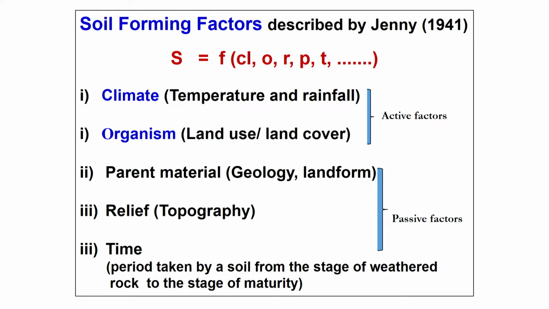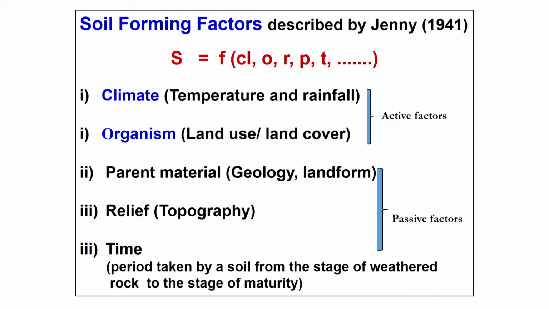These 5 factors, we can divide climate and organism as active factors. In climate, temperature and rainfall, and in organism, various kinds of land use, land cover, they provide energy to the systems. They are responsible for the weathering of soil, leading to various soil processes. And these active factors act over the passive factors, meaning parent material, what kind of geology is there, what kind of landform is there, what kind of topography is there.